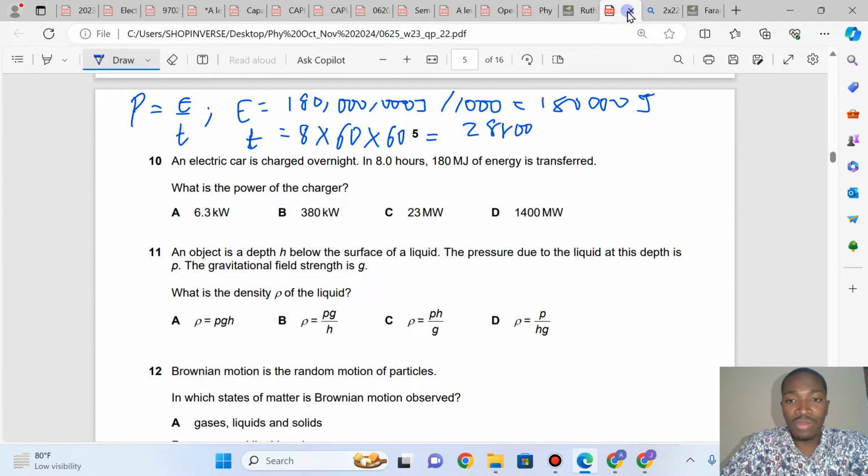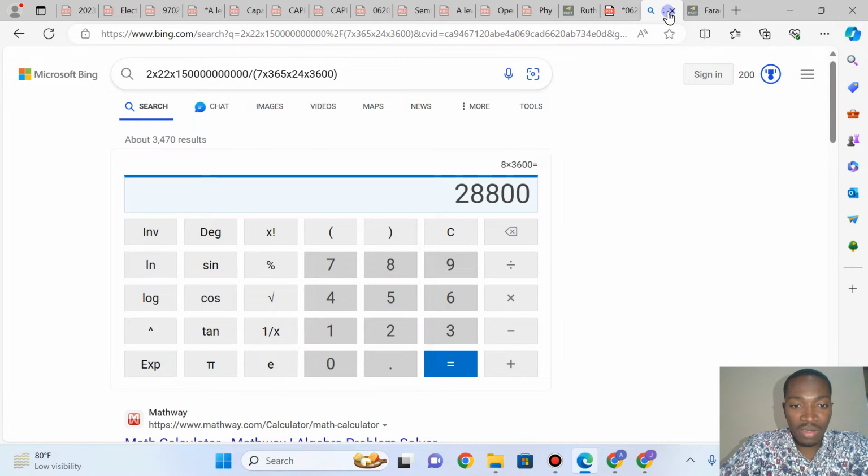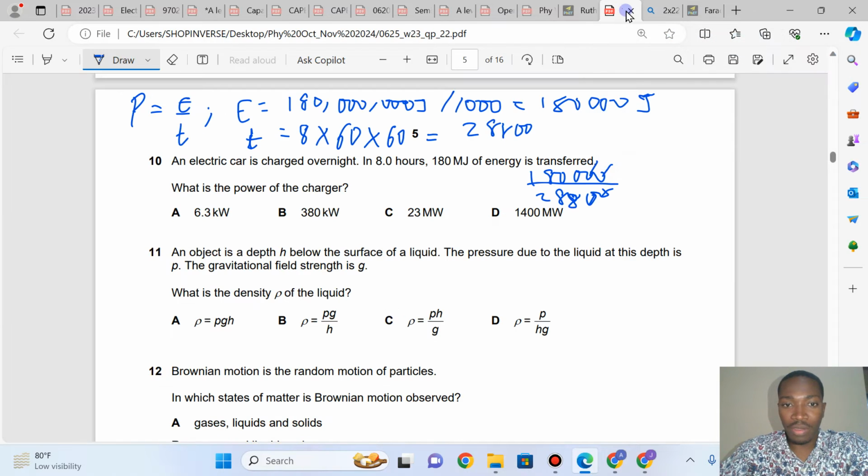So what we are doing is just divide the energy by the time. The energy is 180,000. We divide it by 28,800. It will be left with 1,800 divided by 288. This gives us 6.25 kilowatts. To two decimal places, 6.3. That makes A the correct answer.